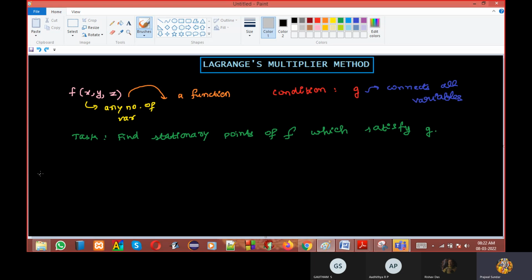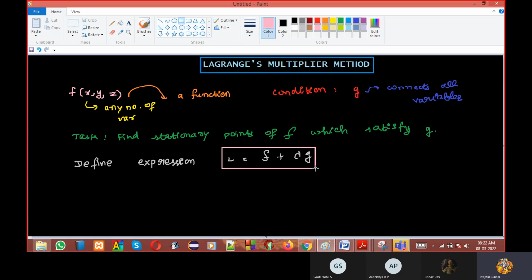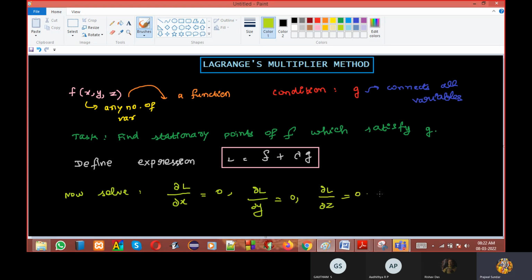Listen carefully. Define the expression L equal to f plus lambda g. Now solve dou L by dou x equal to 0, dou L by dou y equal to 0, dou L by dou z equal to 0, and dou L by dou lambda equal to 0 to get the stationary points.